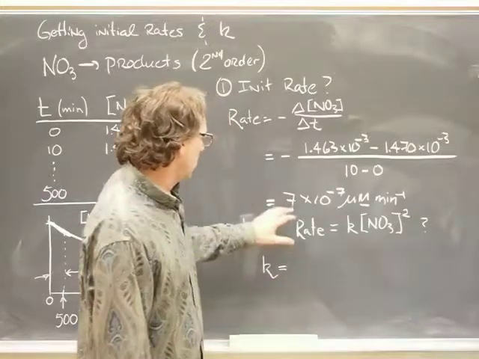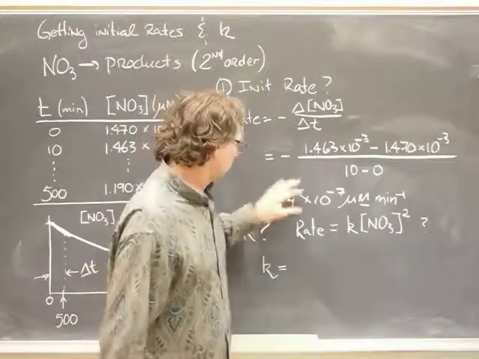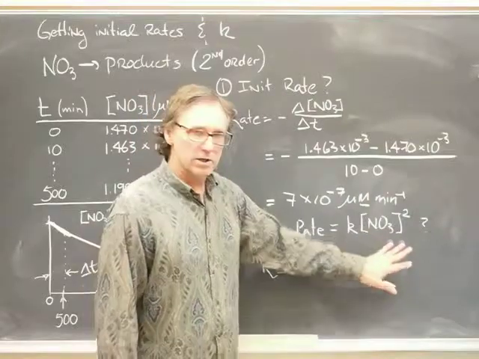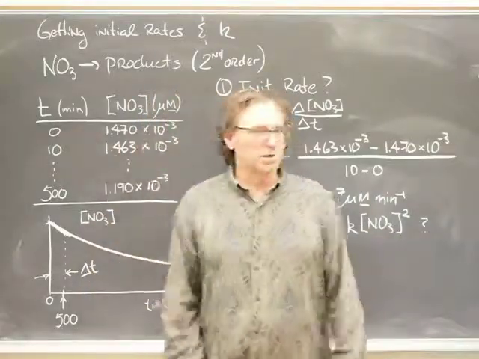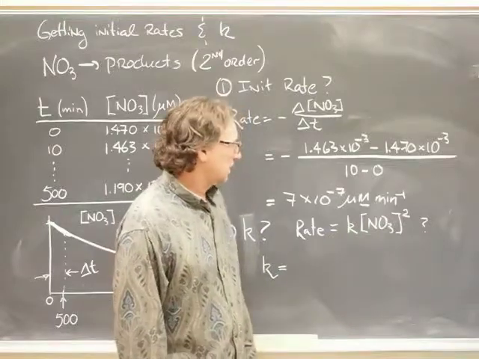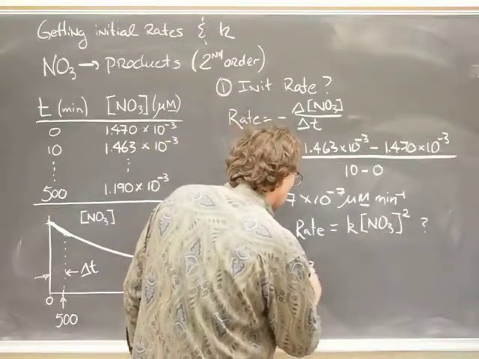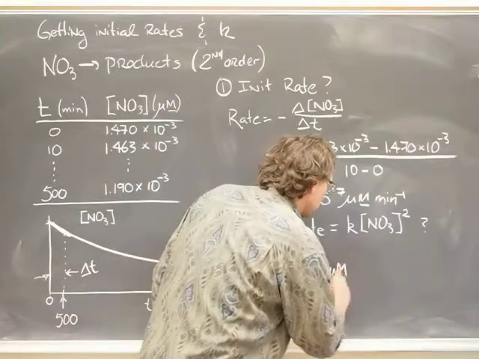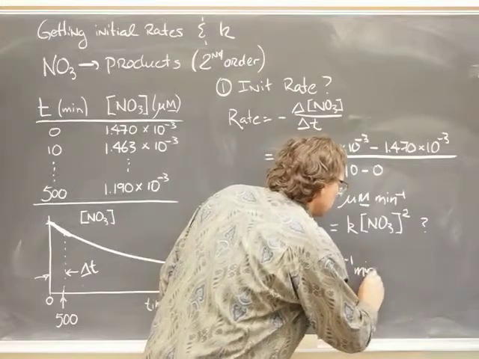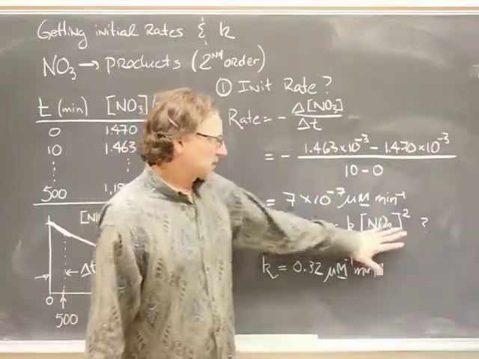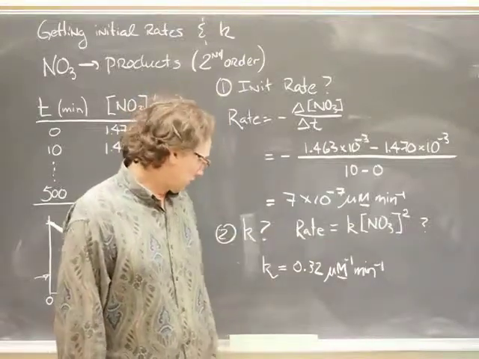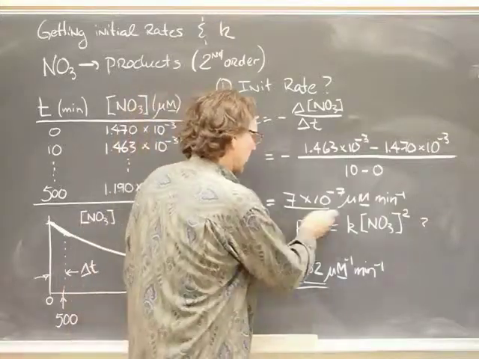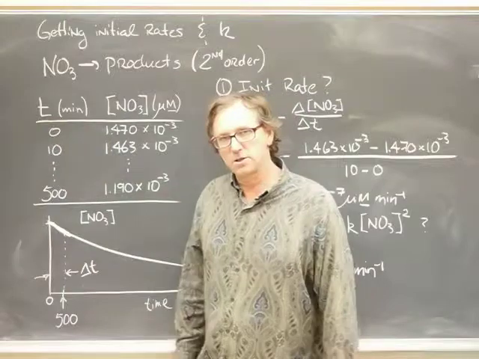And what do we know? I know the rate at the start of the reaction, so I know that's 7 times 10 to the minus 7. Do I know the concentration at that time? Yeah, I can just pick up that concentration right there, and of course I need to square it. If you do all that, you get 0.32. And if you think about the units, it's micromolar to the minus 1, minute to the minus 1, so that all the units work out properly. So there we've done it. We've got the rate constant and the rate, all from the first two data points in this tabular data.